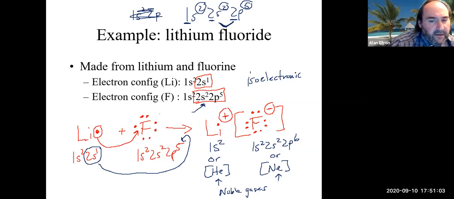So it's not necessarily just the very last subshell that you write in the electron configuration. It's all the electrons on the highest energy level. And in this case, they're both there. Yeah. Other questions on that?